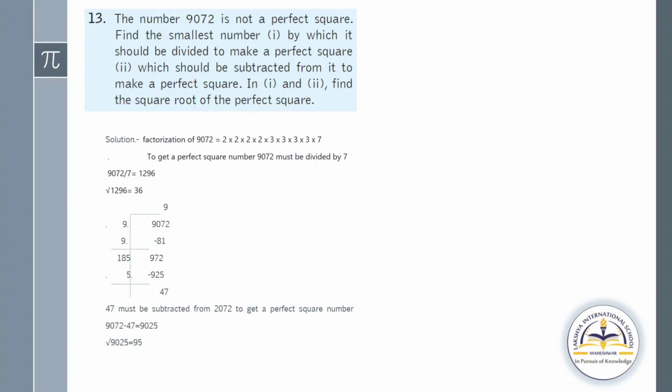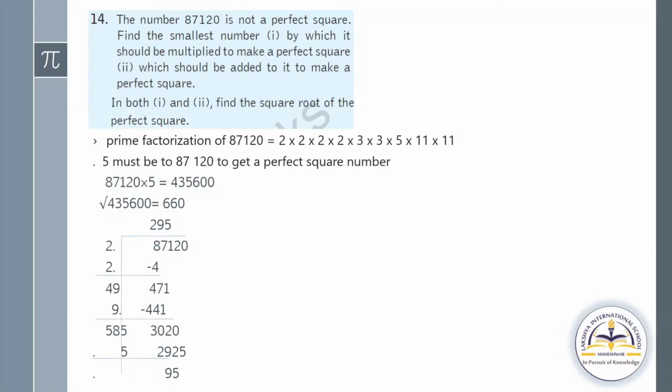Now 1296 is the square of 36. Now we take the long division method for solving the square root of 9072. Then we will get 47 as our remainder. So 47 must be subtracted from 9072 to get a perfect square number. So 9072 minus 47 we will get 9025, which is the square of 95. Now in the same manner you have to solve question number 14.